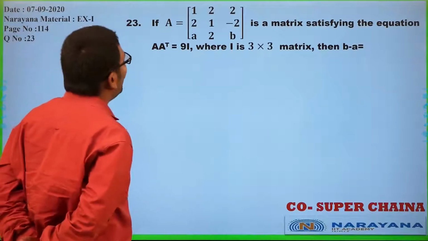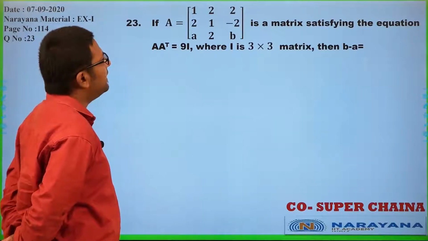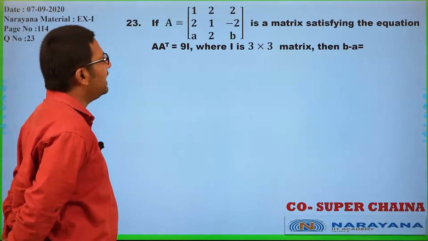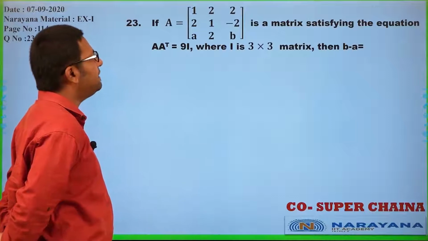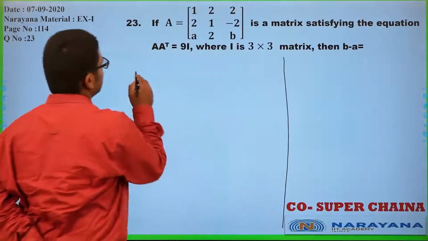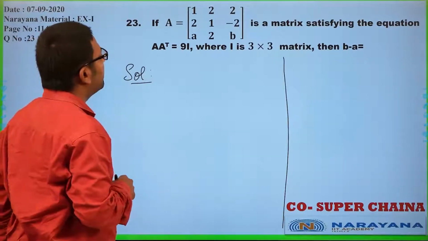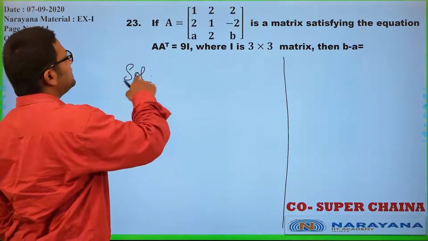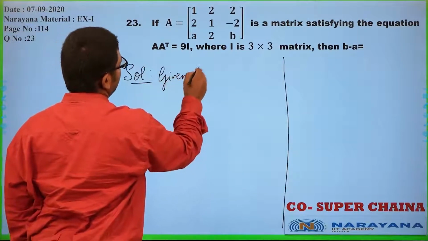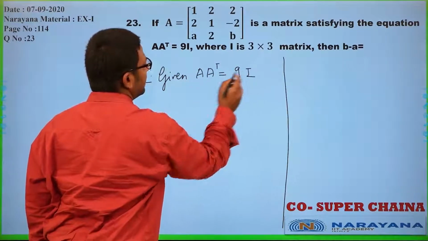If A is the matrix [1, 2, 2; 2, 1, -2; a, 2, b] and it is a matrix satisfying the equation A A transpose is 9I, where I is the 3 cross 3 matrix, then b minus a is equal to what? Alright. So matrix A satisfies A A transpose, given A A transpose is 9I, right?